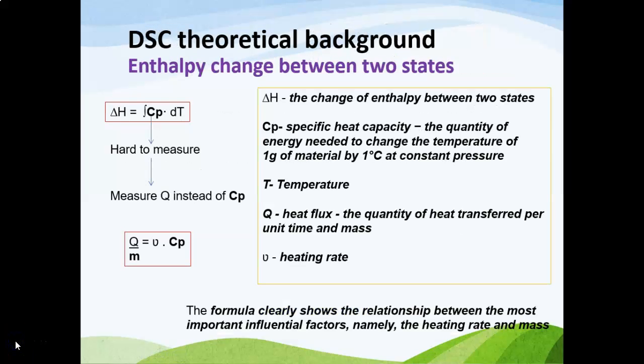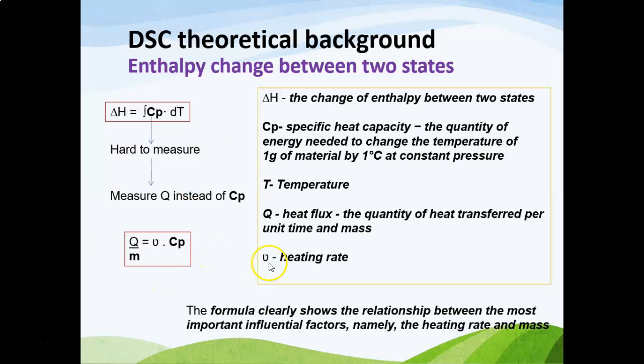With the enthalpy change between two states, we have delta H. Delta H is the change of enthalpy between two states, whether solid to liquid or liquid to solid. Cp is the specific heat capacity, the quantity of energy needed to change the temperature of 1 gram of material by 1 degree C at constant pressure. T is the temperature, and Q is the heat flux, which is the quantity of heat transferred per unit time and mass.